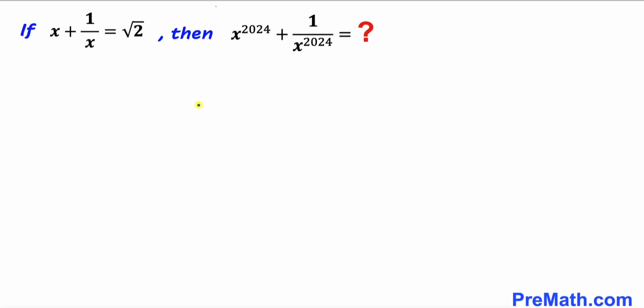Let's go ahead and get started. And here's our very first step. Let's focus on our given equation. x plus 1 divided by x equals square root of 2. And here I have copied it down.